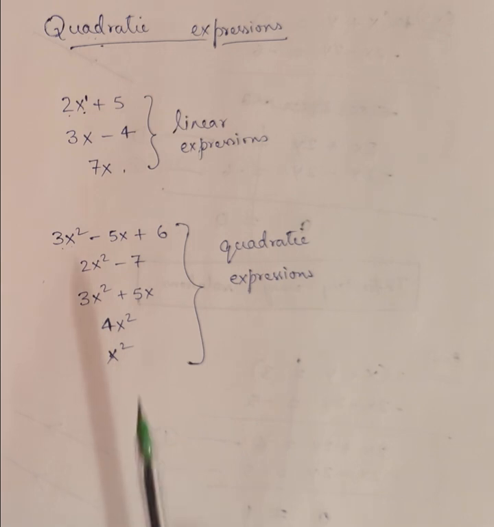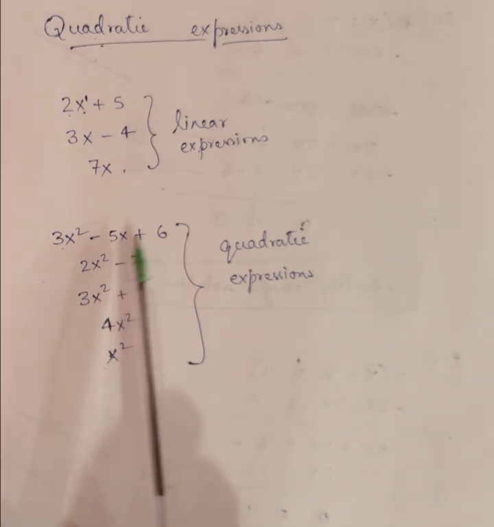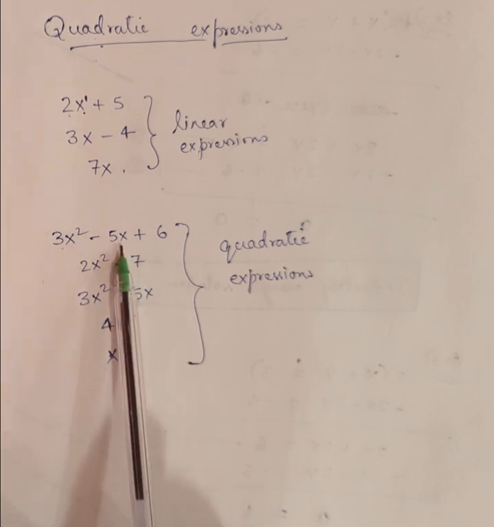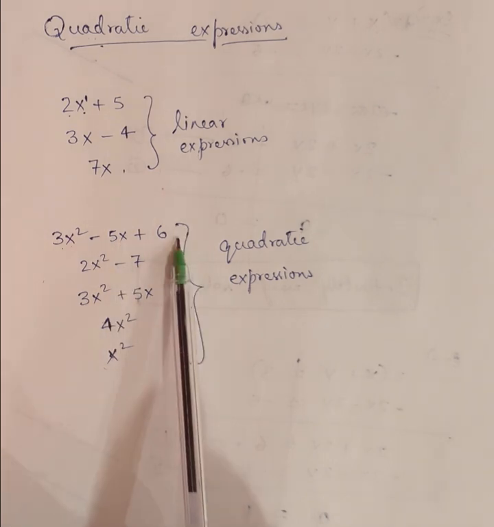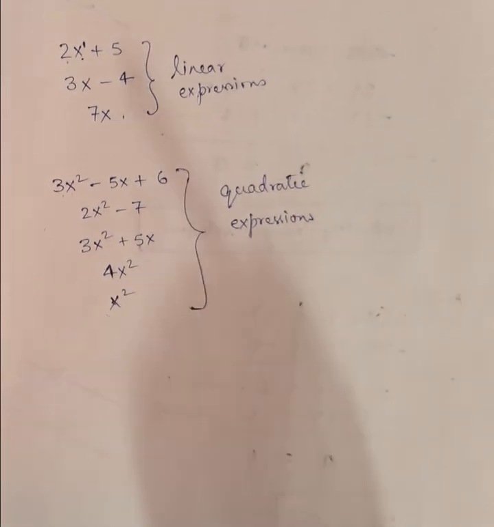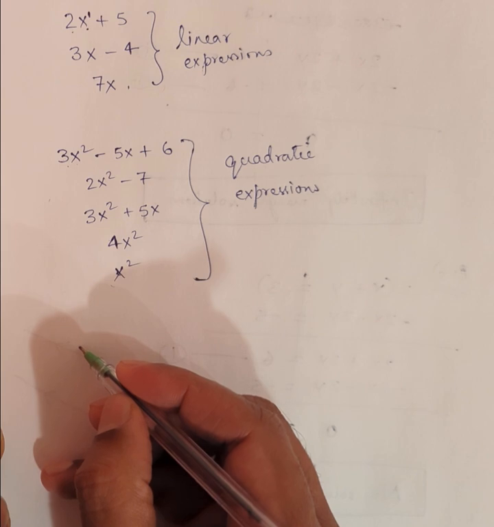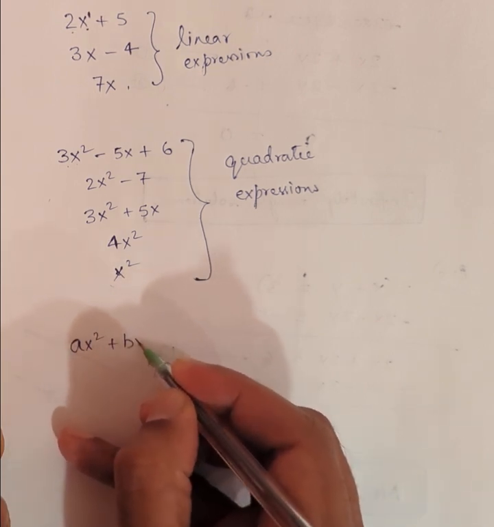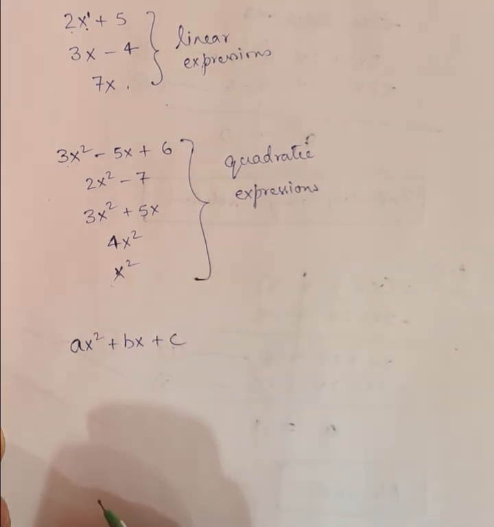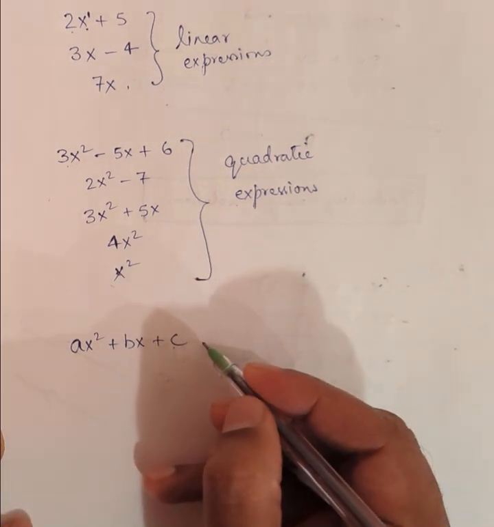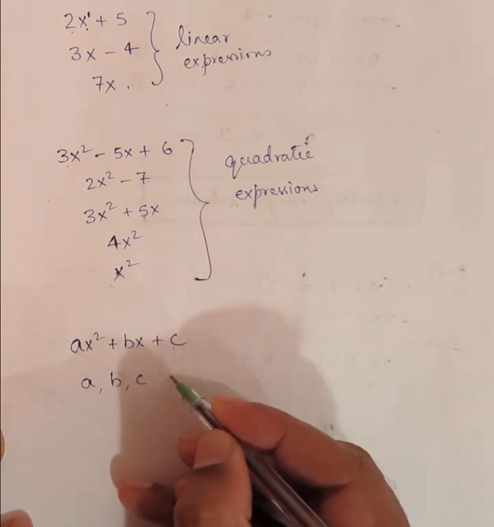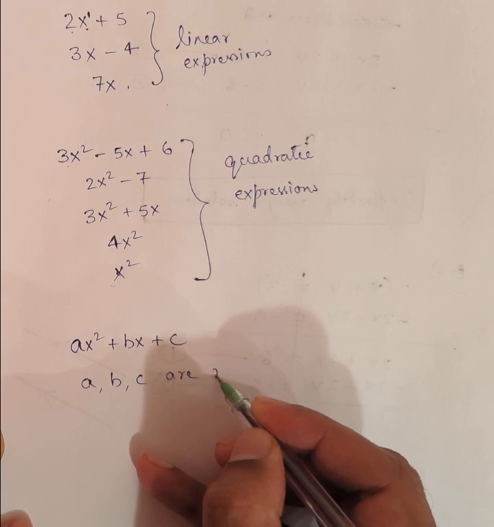Now, in general, you may have all three terms. You may have a highest power of 2 term, a degree 1 term, and a degree 0 term. So in general, a quadratic expression looks like this: ax square plus bx plus c. Now here, a, b, c are numbers. So a, b, c are real numbers.